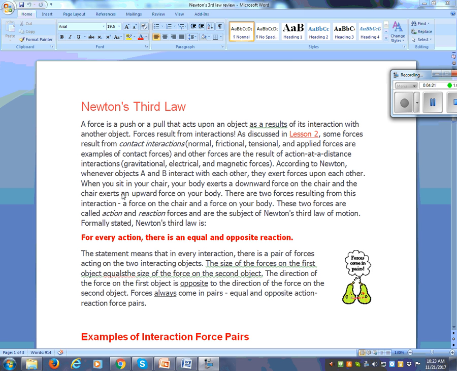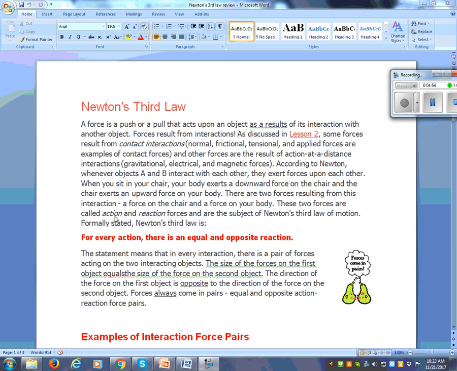According to Newton, whenever objects A and B interact with each other, they exert forces upon each other. When you sit in your chair, your body exerts a downward force on the chair, and the chair exerts an upward force on your body. You can all feel it right now. There are two forces resulting from this interaction, a force on the chair and a force on your body. Now, I'll also point out how many objects are we talking about? Two. Force on chair, force on you. And that's always the key part there that kids get wrong.